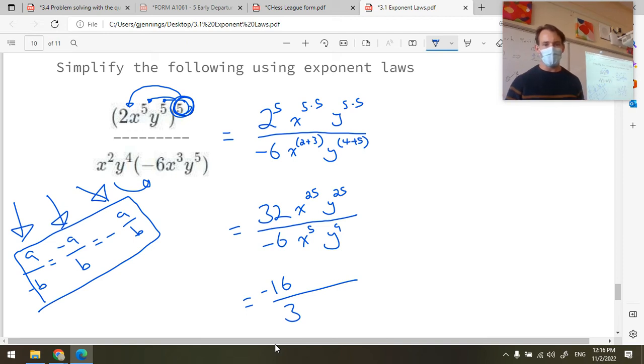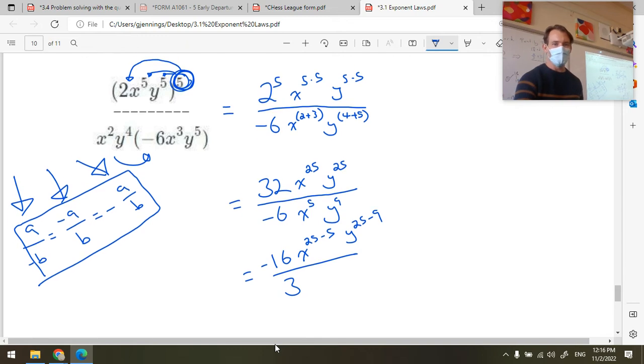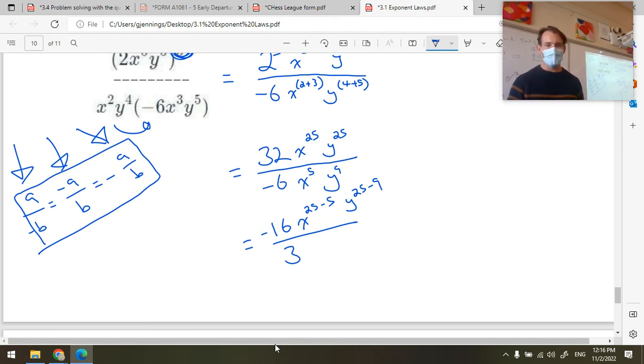And then x to the 25 over x to the 5 is x to the 25 minus 5. And y to the 25 over y to the 9 is y to the 25 minus 9. And then we're ready to push this problem across the finish line. This is equal to negative 16 over 3 multiplied by x to the 20, y to the 16. Notice if I do this, it doesn't change. Those things are on the top of the fraction.